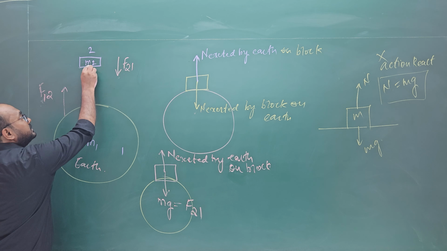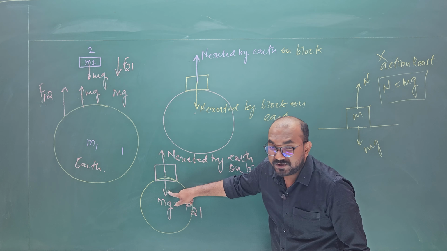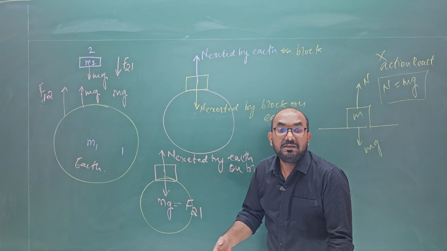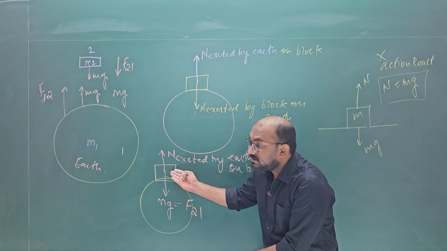Yes or no? Who is applying this normal? Earth. Who is applying this mg? Earth. These two forces are on a single body, not by two different bodies. Did you understand? So always remember that mg and mg are an action-reaction pair, and normal and normal are an action-reaction pair. Never say that normal and mg are action-reaction. Write this down too.